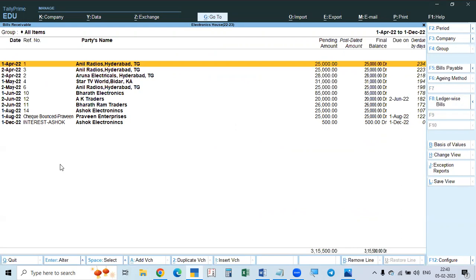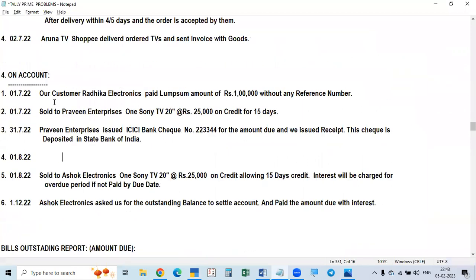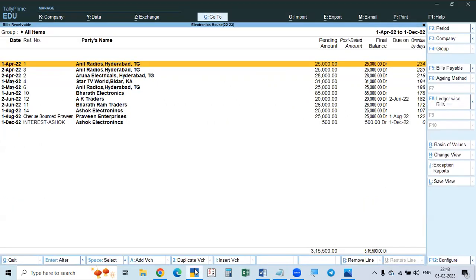So on account will affect only the account ledger, but it will not be shown in the receivables. The reference number we have to change; we have to give a new reference, some name regarding the transaction. Then it will show here also. But if you take on account, in the ledger account it will show completely. Okay, so this is about the on account reference. Understand?